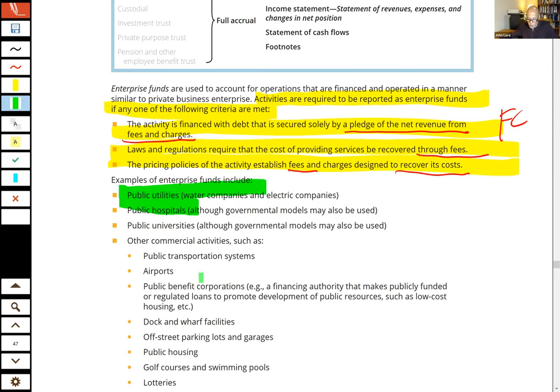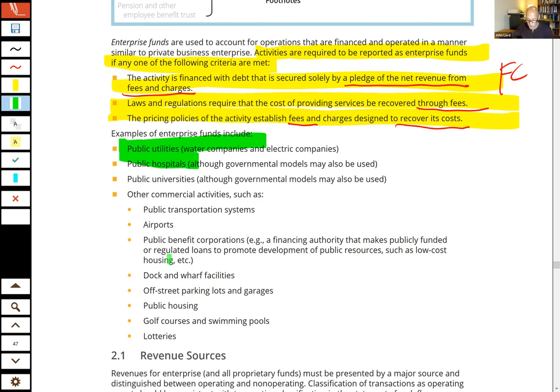Usually there is some charge that is intended to cover costs. But I don't like focusing on specific examples as much as I like the flashcard here. If the costs are recovered by fees, that's an enterprise fund. Even if there's some money kicked in from other sources, if most of the costs, more than 50%, are covered by fees, it's an enterprise fund.